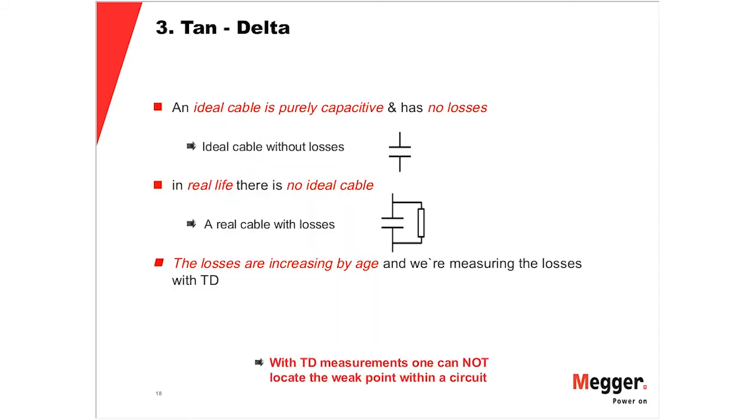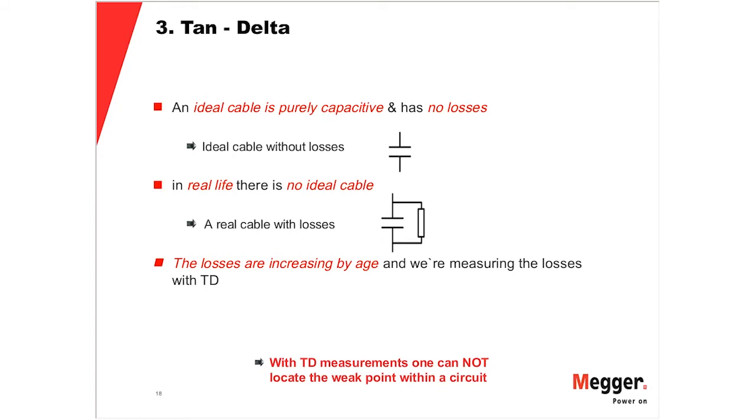Okay, now going away from partial discharge, going to tan delta. First of all, the partial discharge test method is able to localize the fault. And the biggest difference between partial discharge and tan delta is that with tan delta, and you see here at the very bottom, with tan delta measurement, one cannot localize the weak point within a circuit.